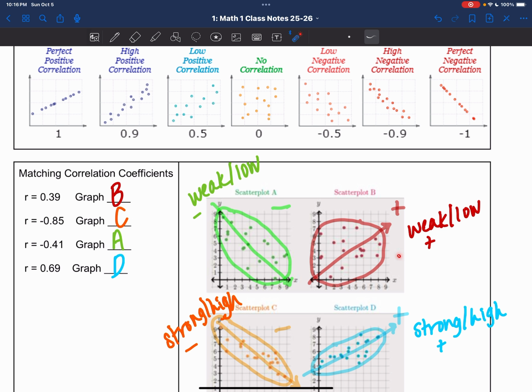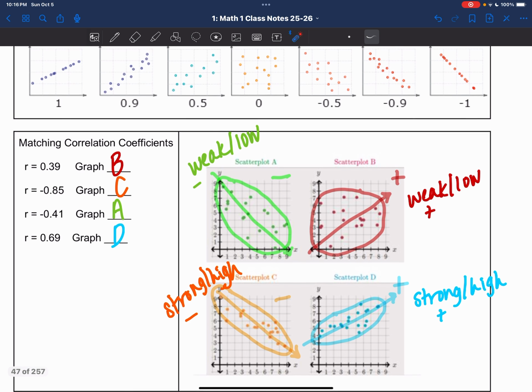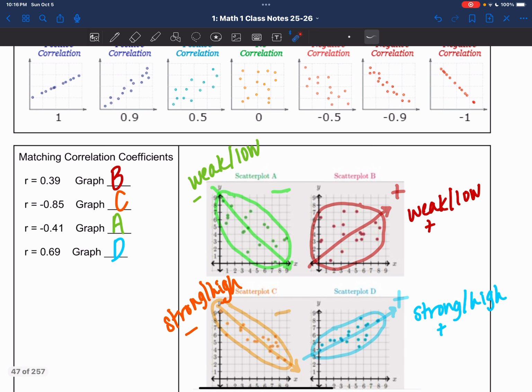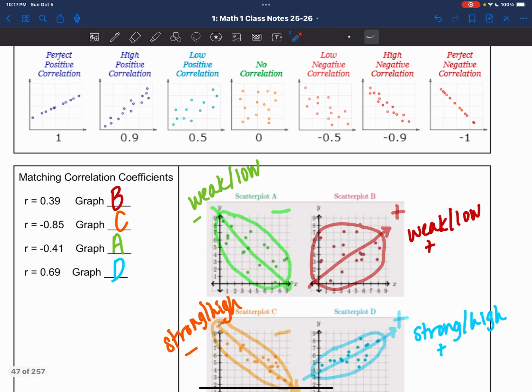Although truthfully, I would say this is probably closer to no correlation, but it is overall a positive. And then this one would be B. For C, if you notice, it's negative. So I know it would be either that one or that one. And negative 0.85 is really close, so it's closer to here.